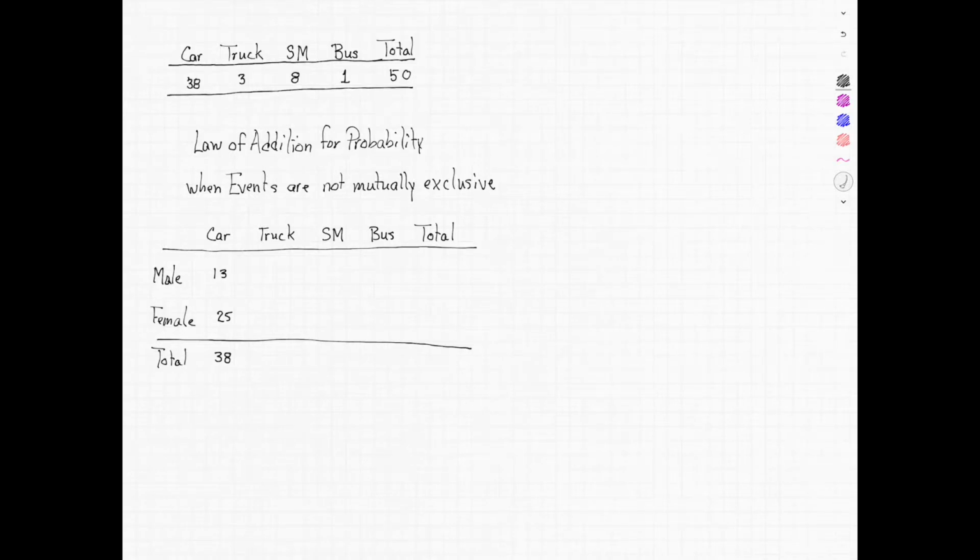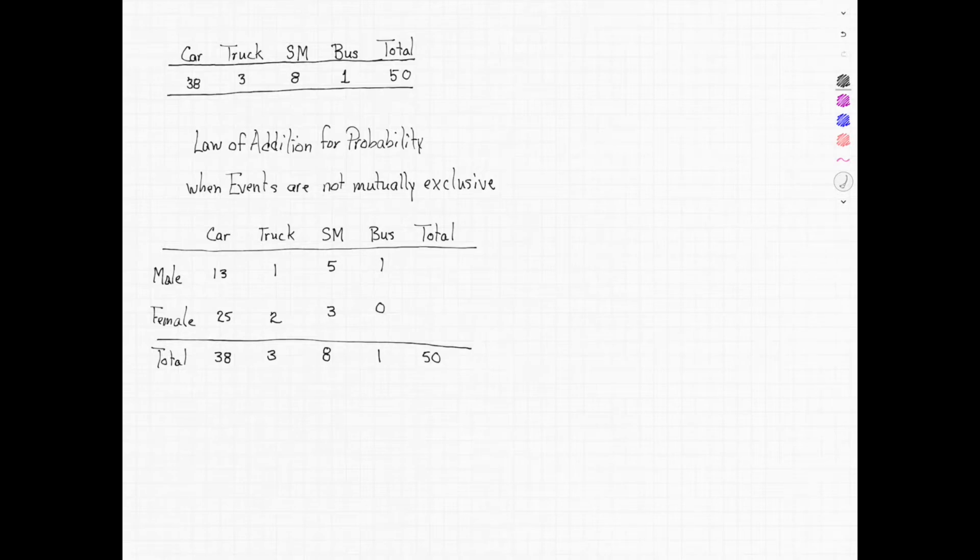So for the people that drove a truck, one of the folks was a male and 2 were females. So there's still 3 people driving a truck. And then for the SUVs or minivans, 5 of them were males, 3 of them were females, for a total of 8 still. And the person that took the bus was a male. And now though, what do we have? So notice this bottom row totals out like we would expect it. And we already know that it adds to 50.